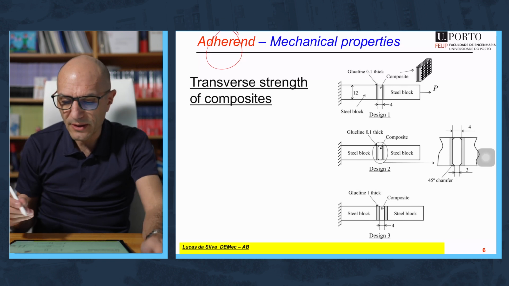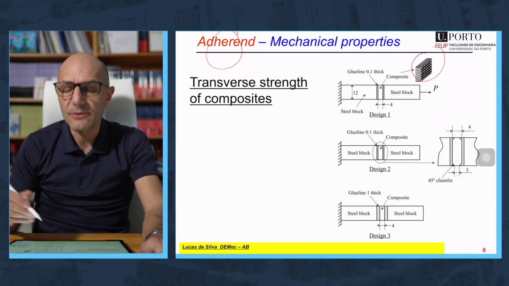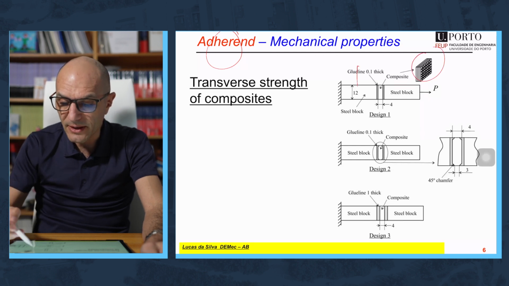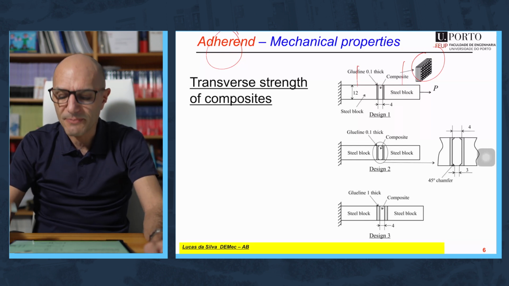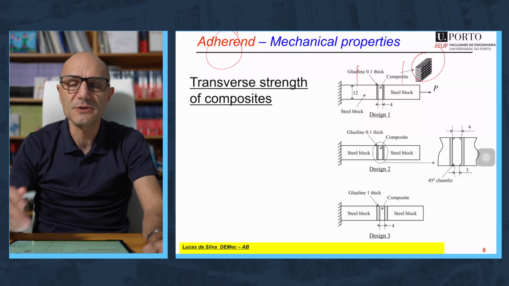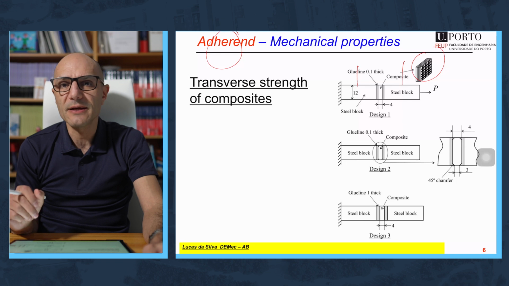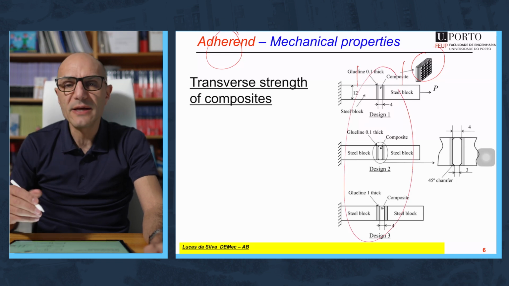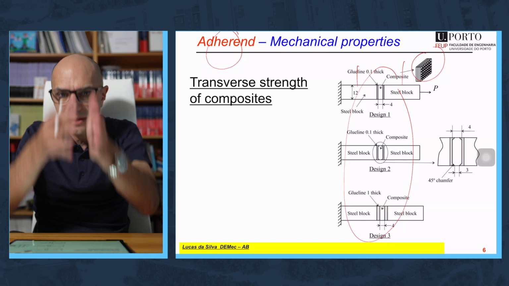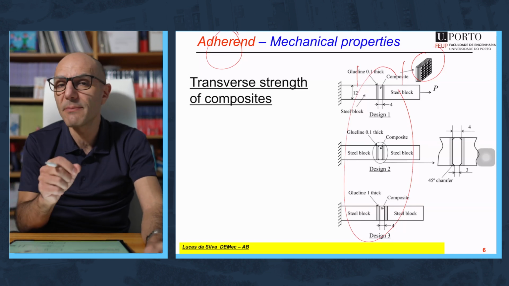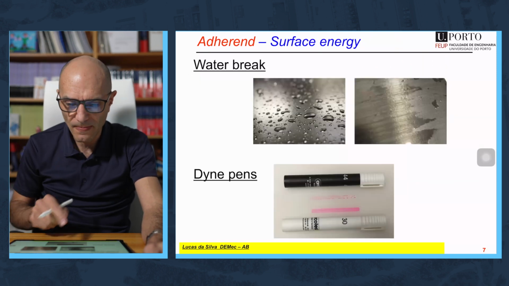One way to do it is simply to bond the composite to metallic blocks and then pull the composite specimen. You might have problems of stress concentration. It might not break exactly in the composite, and there are ways to reduce the stress at the edges in the composite and make sure it fails right in the composite. But this is a property really that you should know.